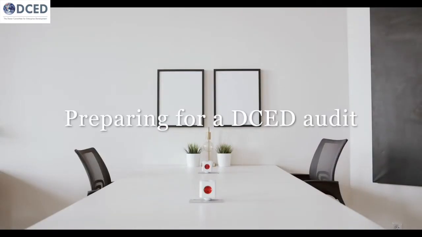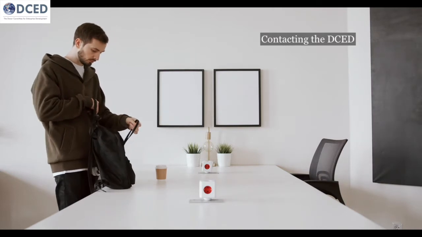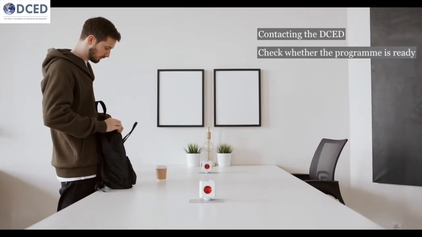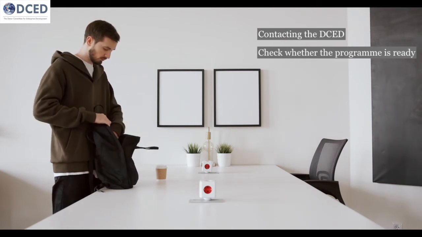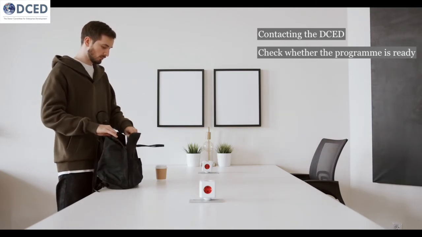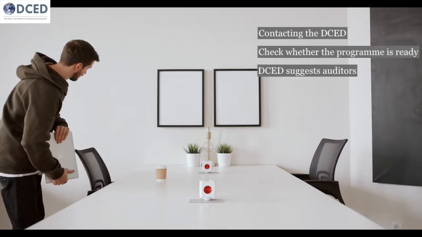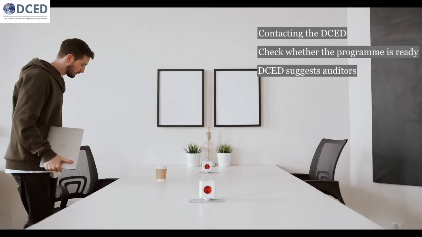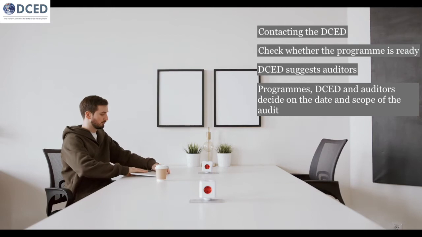Now we take a look at how a program prepares for an audit. First, the program reaches out to the DCED. Next, the DCED checks whether the program is ready. As a big part of being ready, we highly encourage programs to have a pre-audit review done. If it looks like a program would do reasonably well in an audit, the DCED suggests auditors. Next, the program, DCED, and the selected auditors decide on the date and scope of the audit.